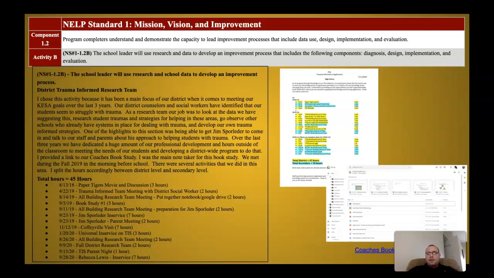One of the things that we did for this was we created a book study Google Drive. This one was just for the district coaches that couldn't make the after school book study. We put together a lot of useful information, took notes, and then also looked into some of the data that shows what trauma actually does to a student.